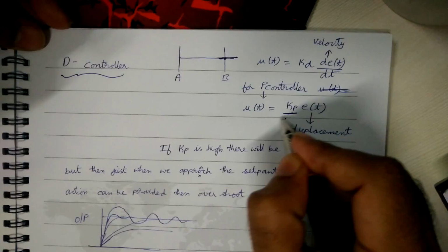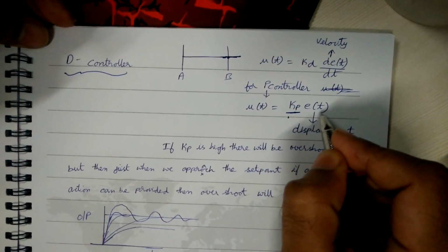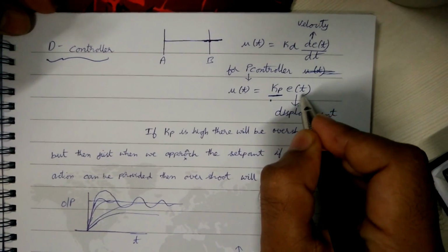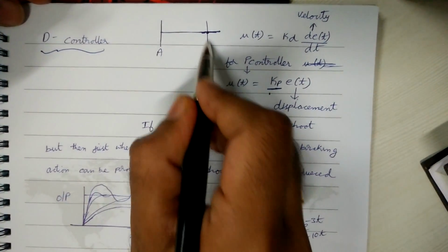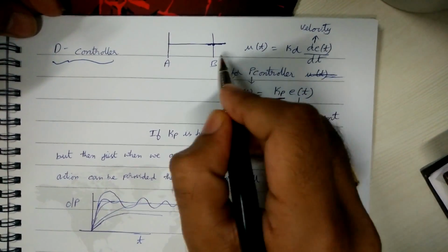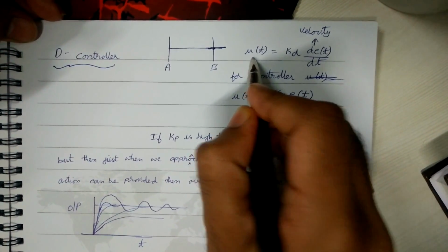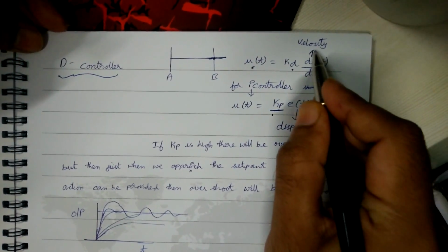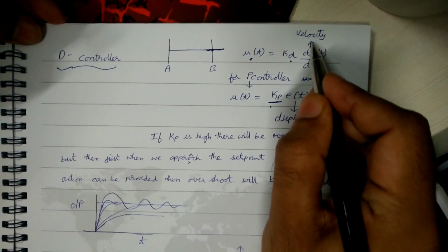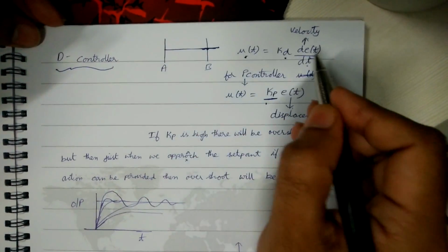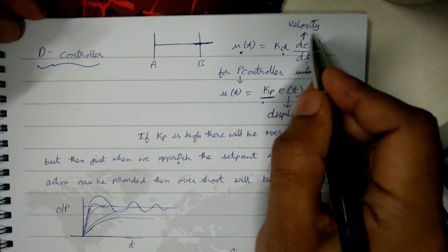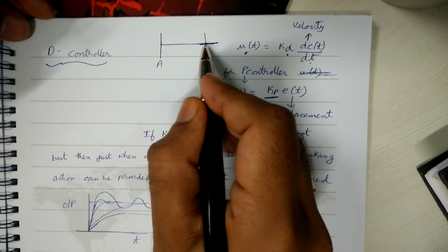Because the outcome of the P controller is Kp into E of t, where E of t represents the displacement, how far we are from the target. Whereas for a D controller, the output U of t is Kd into dE by dt, where dE by dt represents the velocity. That is how fast we are approaching the set point.